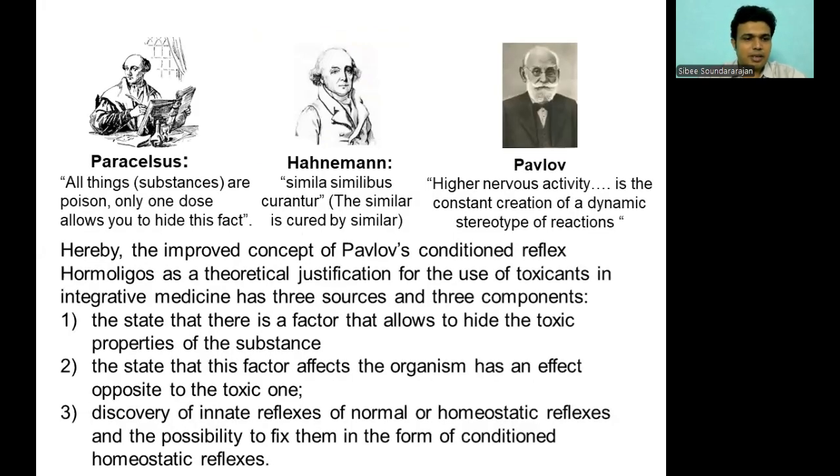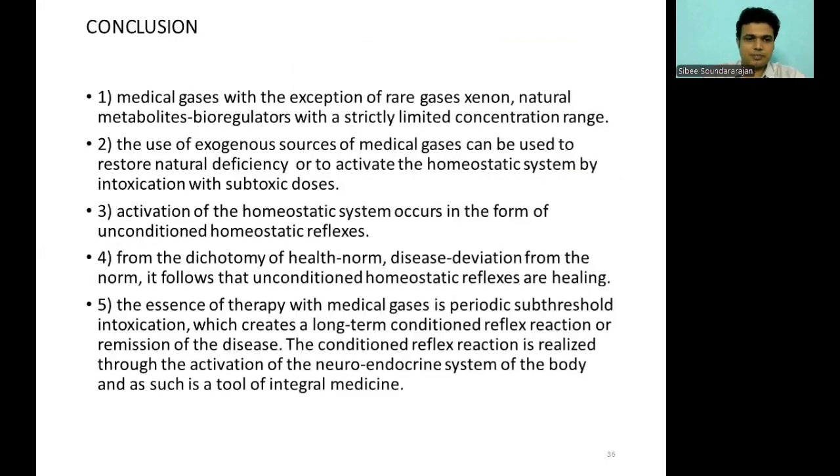Hereby, the improved concept of Pavlov's conditioned reflex homologosis as a theoretical justification for the use of toxicants in medicine has three sources and components. First, the statement that there is a factor that allows to hide the toxic properties of the substance. Second, the statement that the factor affects the organism and has an effect opposite to the toxic one. Third, the discovery of unconditional homeostatic reflexes and the possibility to fix them in the form of conditioned homeostatic reflex.